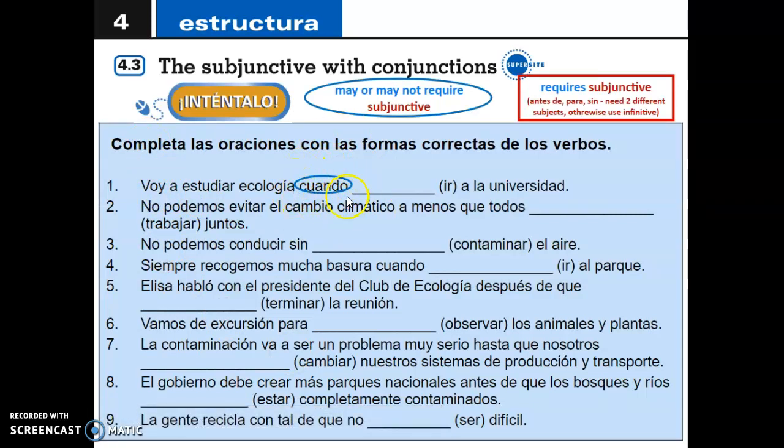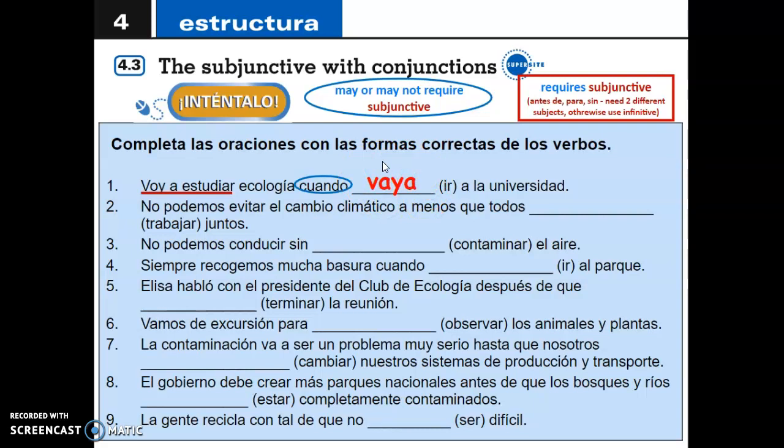Well, okay, sorry, back up a second. Cuando is our conjunction. All right, so, yep, it may or may not require the subjunctive. So we need to look at the rest of the sentence, the first part, I mean. Voy a estudiar tells us if it's going to require the subjunctive or not. Voy a estudiar, I am going to study. That's in the future. That may or may not happen, so therefore, are we going to use subjunctive or indicative? Hopefully, you decided subjunctive, and we hopefully know how to conjugate. Ir in the subjunctive would be vaya. Voy would be the indicative.